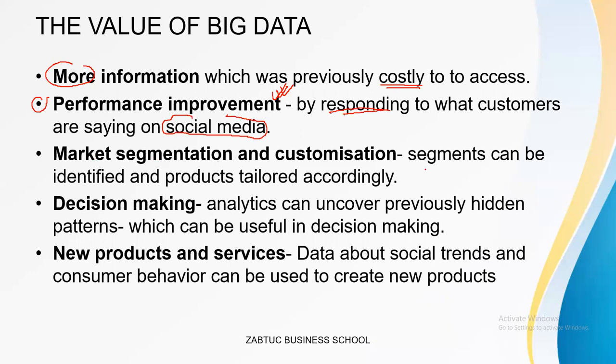Market segmentation and customization. Segments can be identified and products tailored accordingly. Big data can also support our decision making. Analytics can uncover previously hidden patterns, which can be useful in decision making, such as introducing new products or changing the products. New products and services: data about social trends and consumer behavior can be used to create new products.